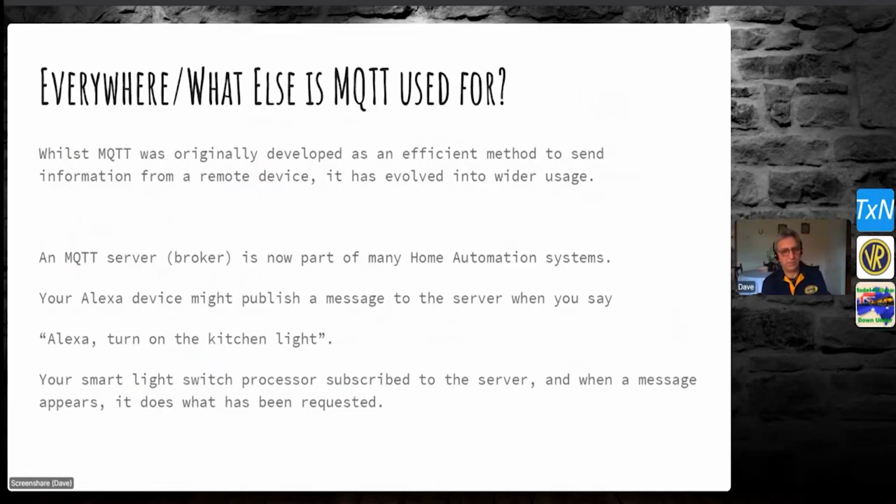MQTT has moved on a little bit from where it started in the desert. If you Google it, you'll find lots of examples of home automation. I turn on the bedroom light, the upstairs hallway, turn the light off, turn the kitchen light on, all those sorts of things. MQTT might not be in all of them, but some of them do have the capability to use MQTT. So that's where it's often used these days.